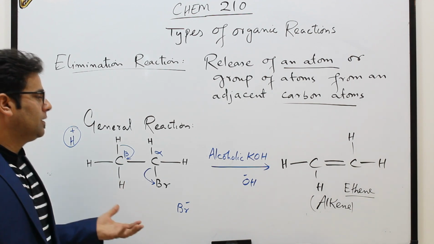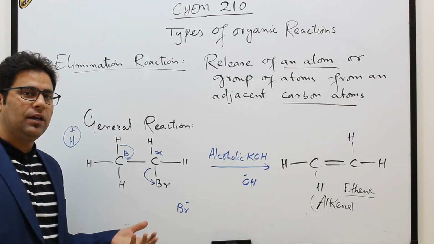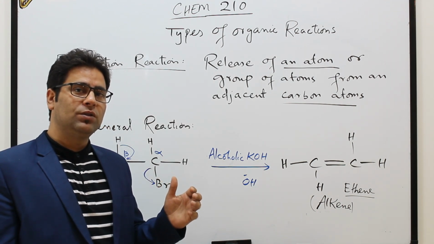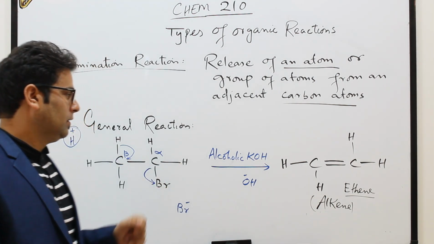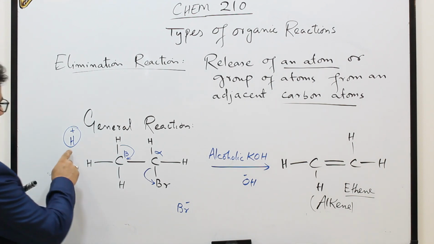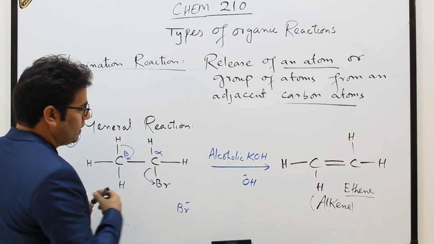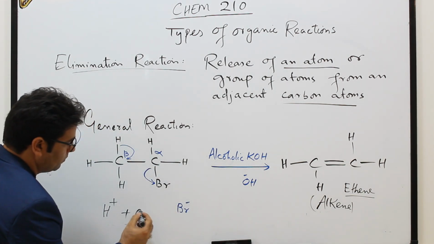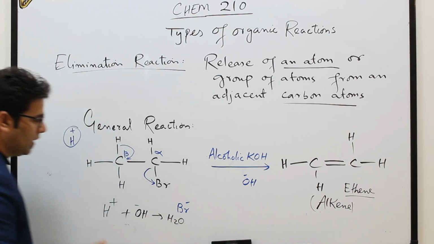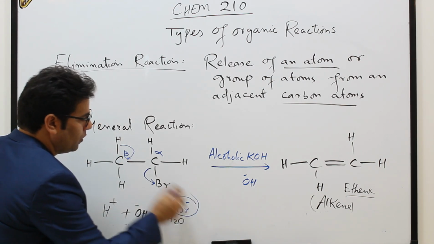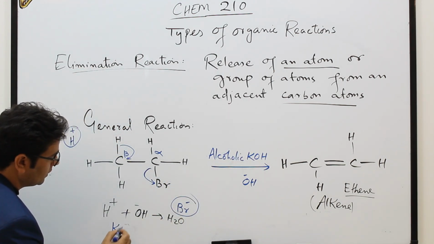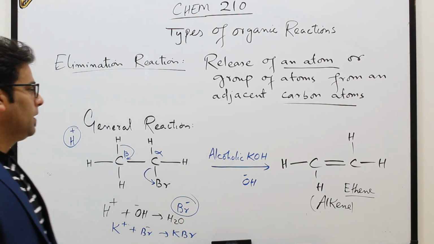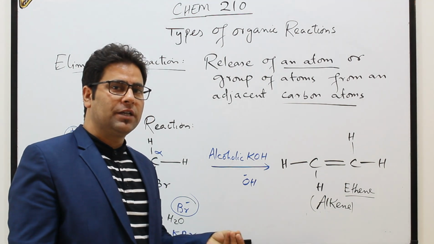But if we have complex molecules like tertiary, primary, or secondary alkyl halides, then the mechanism becomes complex and we have to use certain rules to get the alkene. Here, this H positive and OH minus from the base will make water. Now this bromine and this K positive can combine: K positive plus bromine minus will make KBr. This is the complete mechanism of a simple, general reaction.